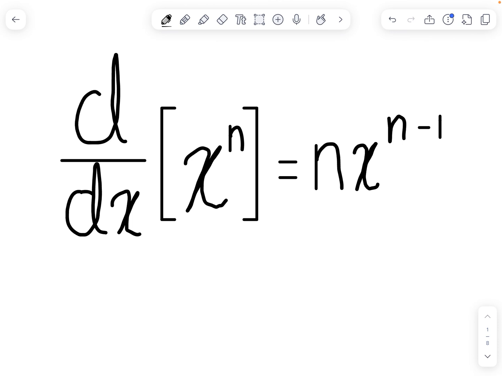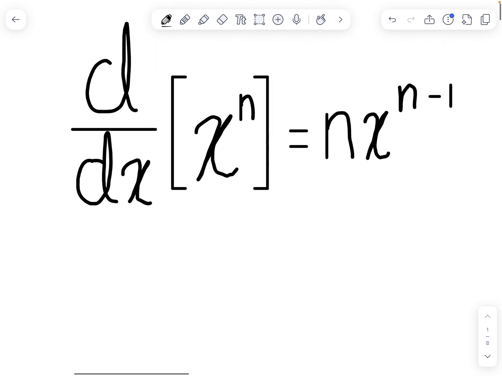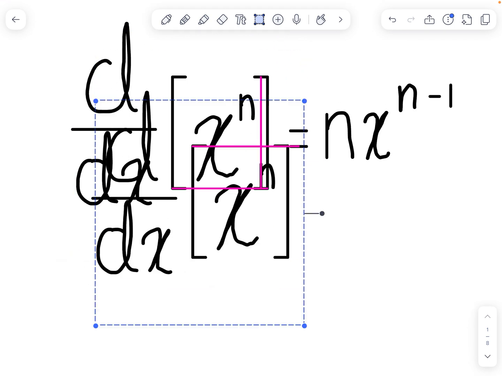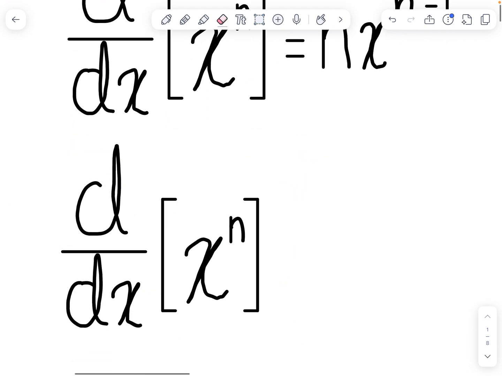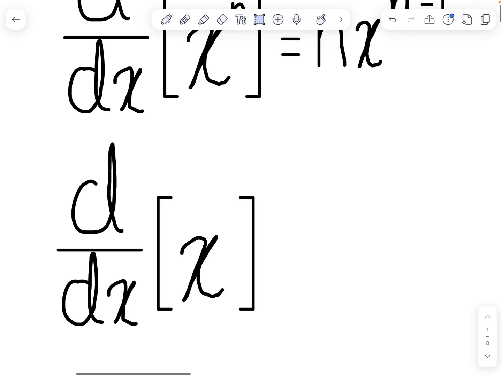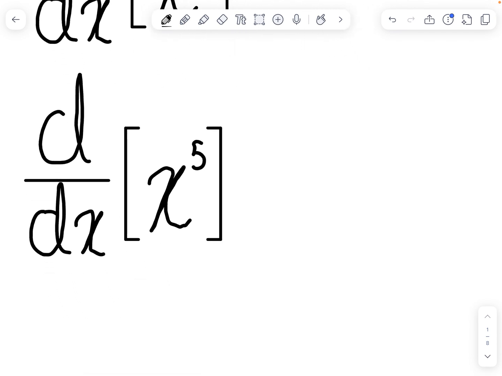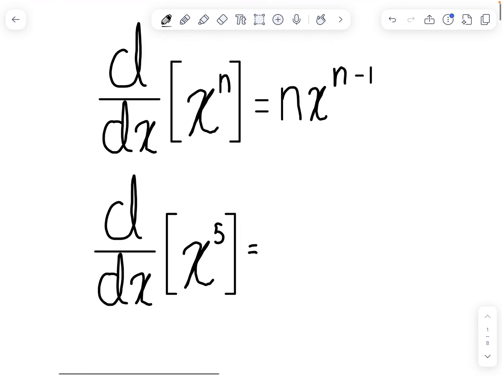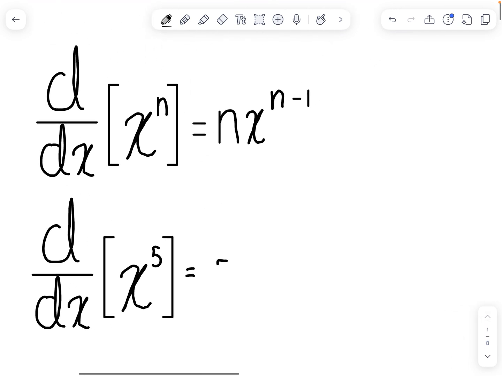So let's get some questions going. What is the derivative of x to the power of 5? Take like 10 seconds to solve that question. Okay, if you did that question using the power rule, we'd bring the 5 down, multiply by x, and raise it to the power of 5 minus 1, so we'd get 4.